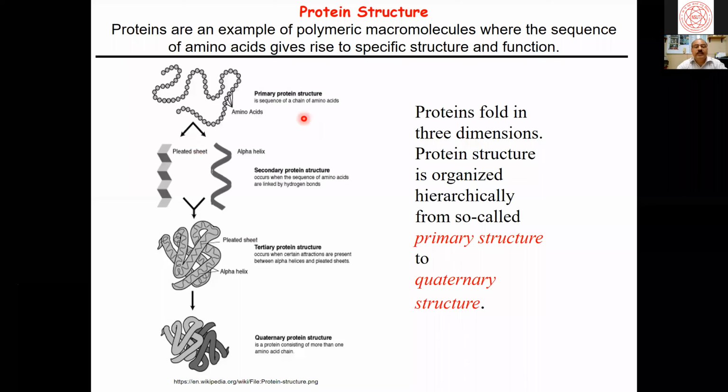This occurs when the sequence of amino acids is linked by hydrogen bonds, and so you have beta pleated sheets, alpha helices, coil structures, and so on. And then you have a tertiary protein structure. This occurs when certain attractions are present between alpha helices and beta sheets. And so this gives a sort of order to the protein and the fold. And this is what we are going to focus on further as we proceed. And finally, you have a quaternary protein structure in a protein consisting of more than one amino acid chain. Also, you have an assembly or a complex of quaternary protein structure.